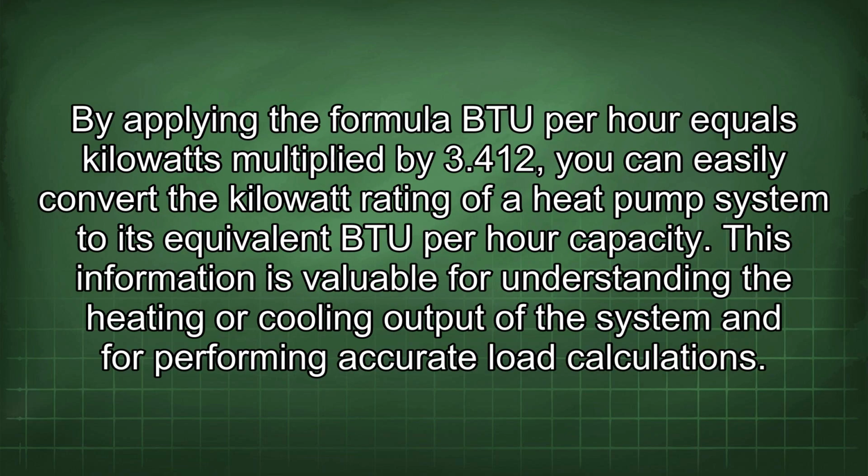By applying the formula BTU per hour equals kilowatts multiplied by 3.412, you can easily convert the kilowatt rating of a heat pump system to its equivalent BTU per hour capacity. This information is valuable for understanding the heating or cooling output of the system and for performing accurate load calculations.